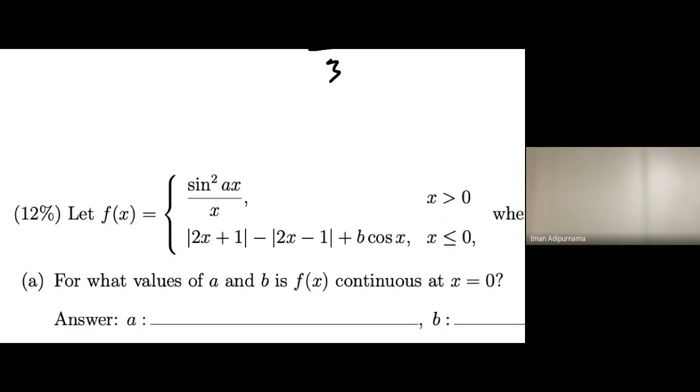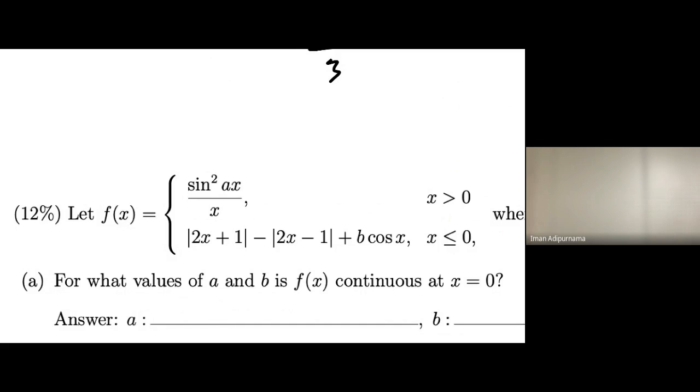Sine squared ax over x. This is when x is positive, so it's the right-hand limit if you use the limit. And then you have the absolute value of 2x plus 1, 2x minus 1, plus b cos x, when x is less than or equal to 0.